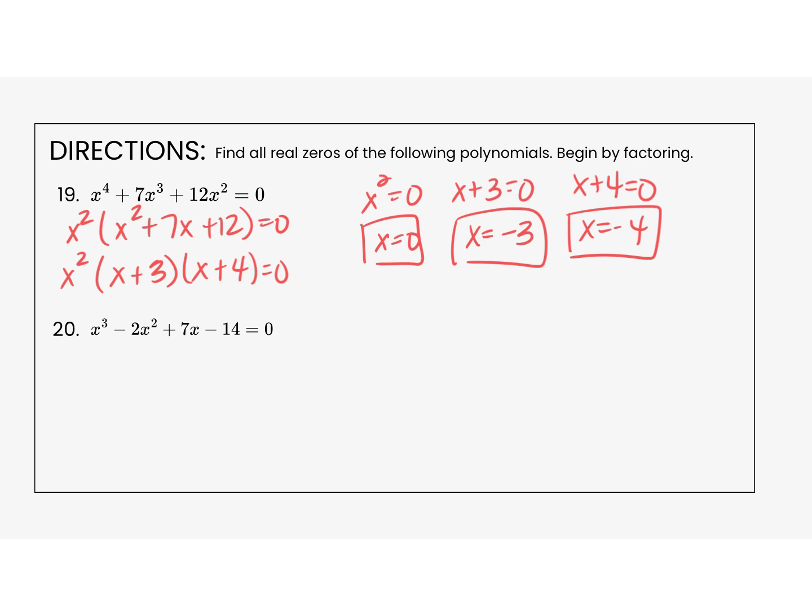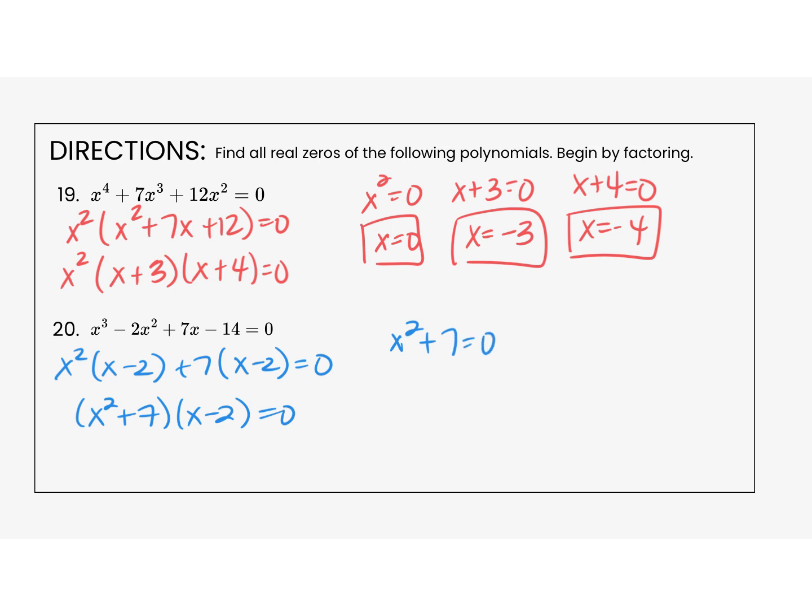20, we see 4 terms, so we're thinking grouping. So I have an x squared, that leaves me with x minus 2. Take out a 7 from the second 2, that leaves me with x minus 2. So I have x squared plus 7 times x minus 2. Set them each equal to 0. So I get x equals -2. And the square root of -7 doesn't work. So just x equals -2 there.